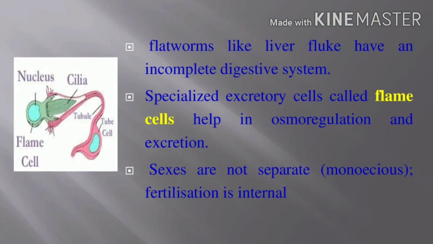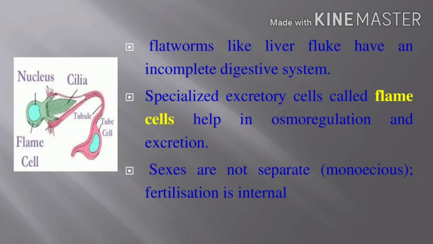Students, now this is the organ system level. The digestive system is present, but in flatworms of phylum Platyhelminthes like the liver fluke there is incomplete digestion. What is the difference between complete and incomplete digestion? Complete digestion means there is a differentiation of mouth and anus, but in incomplete digestion, the ingestion and the egestion happen through the same part. There is no differentiation of mouth and anus, and that is called incomplete digestion.